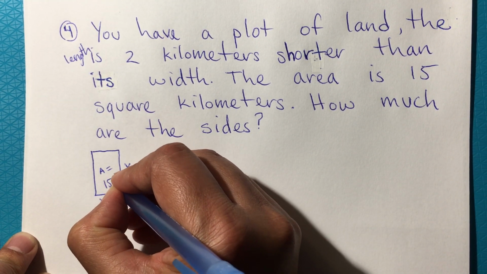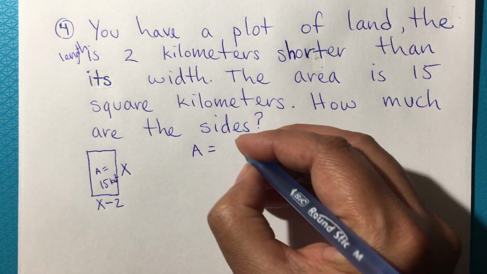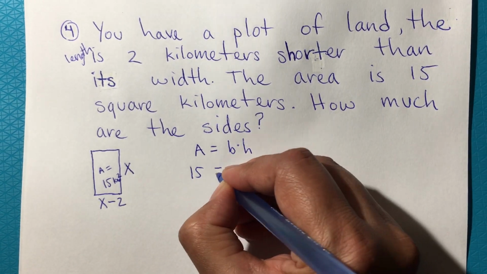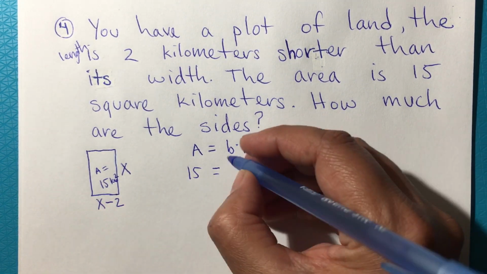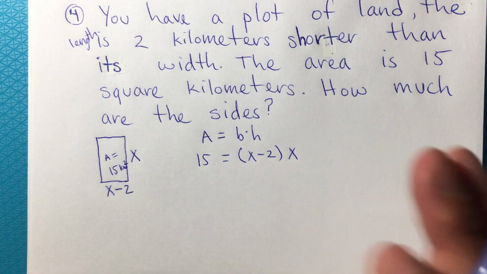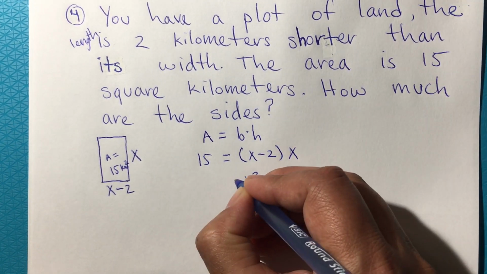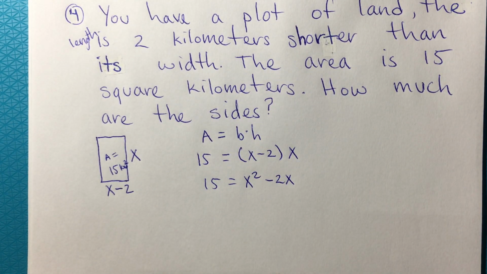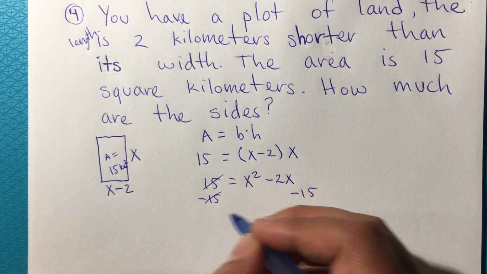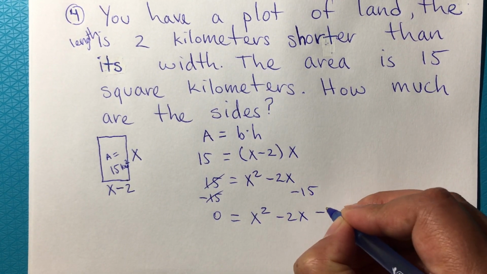The area is 15 square kilometers. Okay, so again, the area of any rectangle is going to be base times height. The base is x minus 2. The height is x. And so x times x is x squared. X times negative 2 is negative 2x. And that's equal to the 15 square kilometers. We subtract 15 from both sides because we want to have it as 0 equals to 0. So that's x squared minus 2x minus 15.